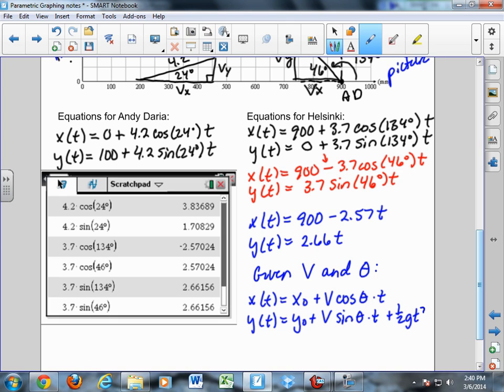So that is showing you that you can have the same problem with different starting information and how to work with both types. Then the next video is going to talk about something that actually involves gravity.